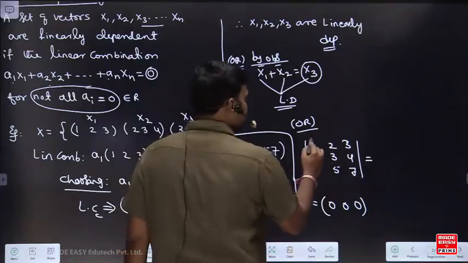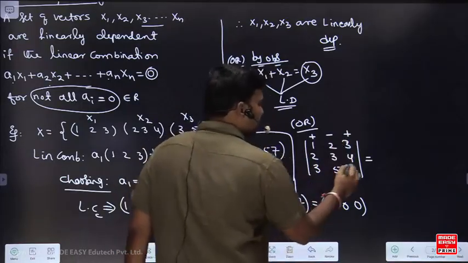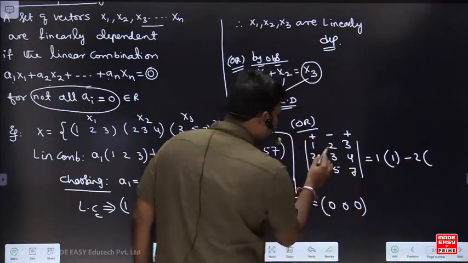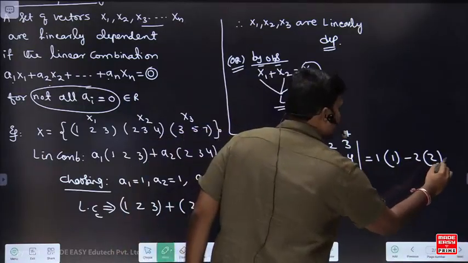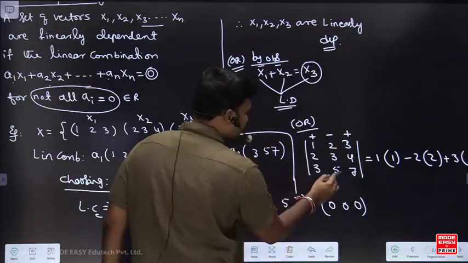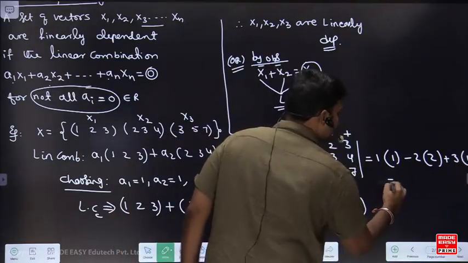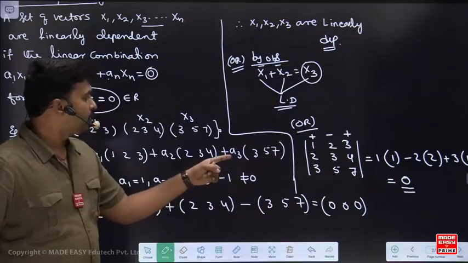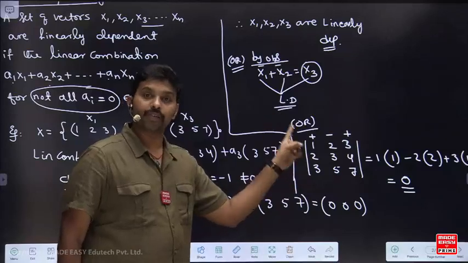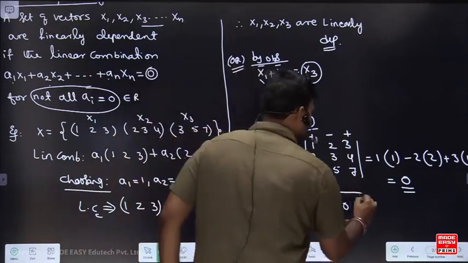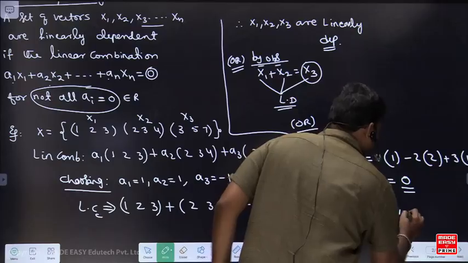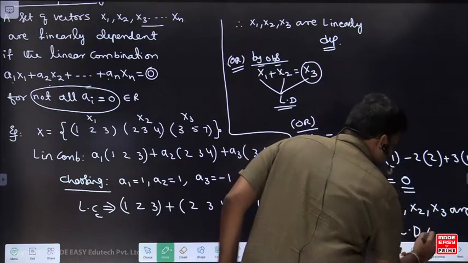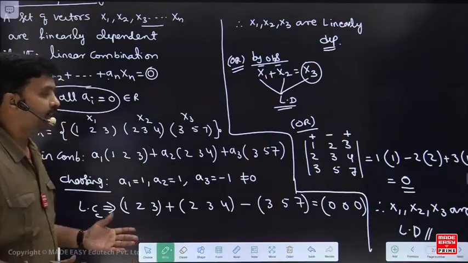So this determinant is plus minus plus, so that is 1 into 21 minus 20, then minus 2 into 14 minus 12, and then plus 3 into 10 minus 9, which is 1. So it is 4 minus 4 is equal to 0. Since the determinant of these 3 vectors of 3 dimension is 0, therefore x1, x2, x3 are linearly dependent.